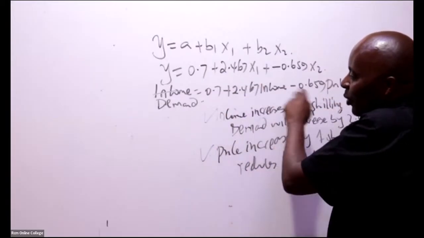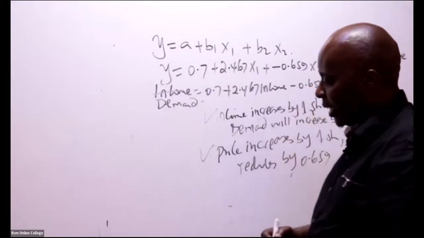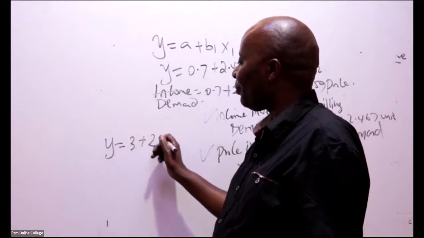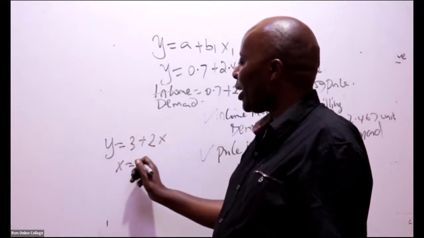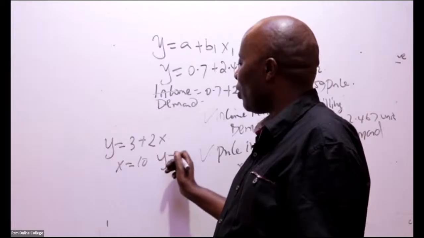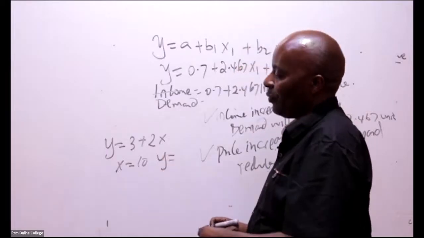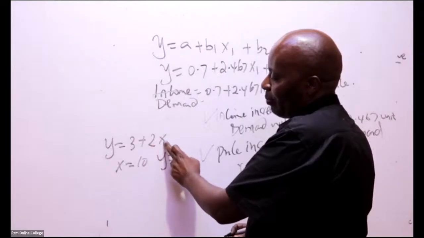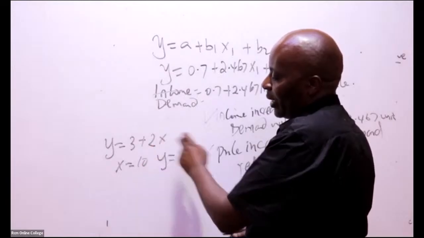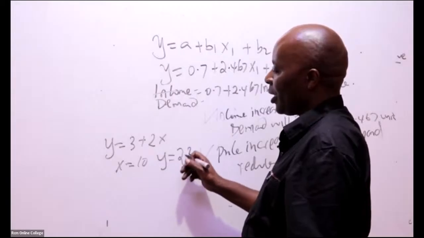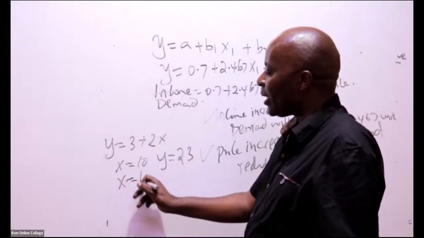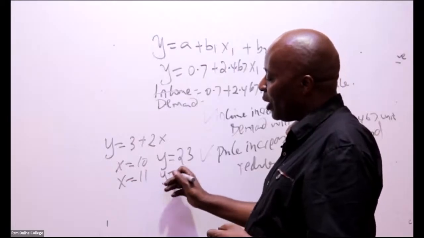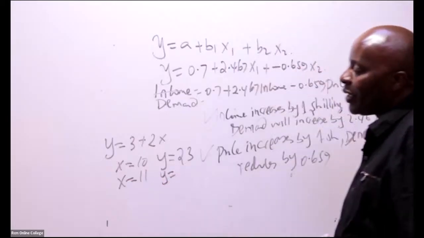How about this 2.47? Ladies and gentlemen, let me explain here using a simple equation. Assuming our y is 3 plus 2x. When x, for example, is 10, can somebody give me the value of y? If x is 10, this will be 2 times 10 plus 3. So 20 plus 3, this is 23. How about when x is 11? When x is 11, our y will be equal to what?